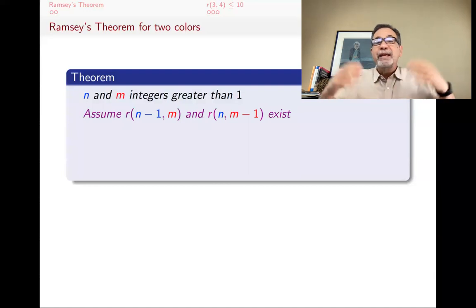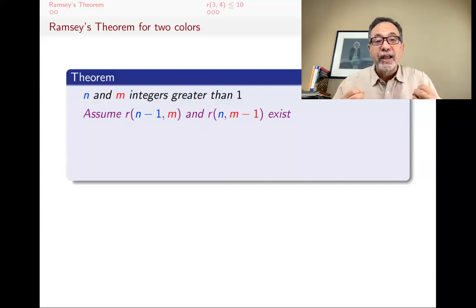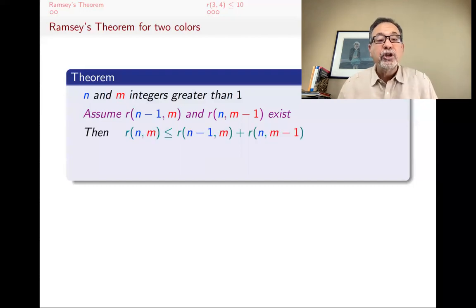So I know that there is a big enough number such that if you take a complete graph with that many vertices, it arrows to K(n-1) or Km. And also another one that arrows to Kn or K(m-1). So I'm assuming those earlier cases have been done. And then I'm going to prove to you that R(n,m), the one that I want to find, is less than or equal to R(n-1,m) plus R(n,m-1).